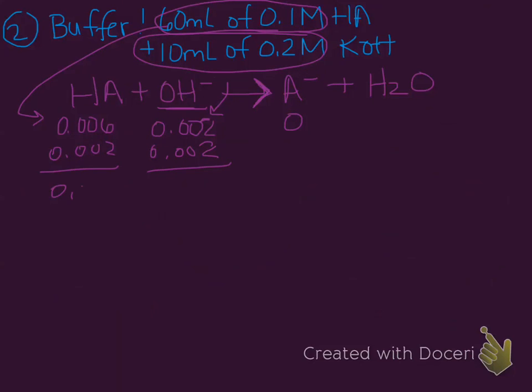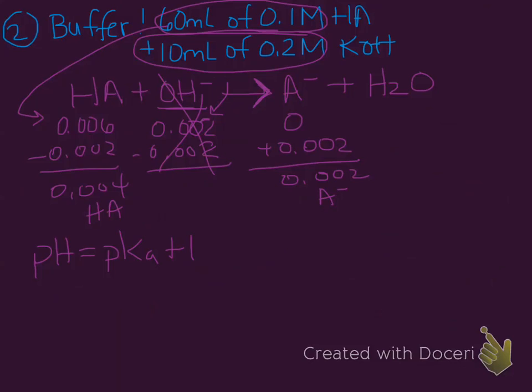Whenever we subtract here, we're going to add to this side, 0.004. So you're left with this much HA and this A minus, and the whole goal of a buffer is to get similar amounts of the weak acid and its conjugate base, which is what we have here. Once we have that, we can plug it into the Henderson-Hasselbalch equation. So pH is going to be equal to the pKa plus the log of A minus over HA. And this can be plugged into molarity.